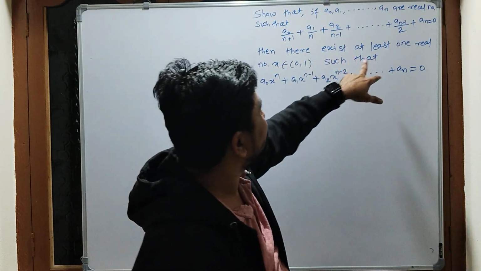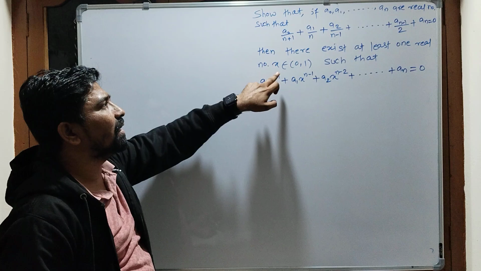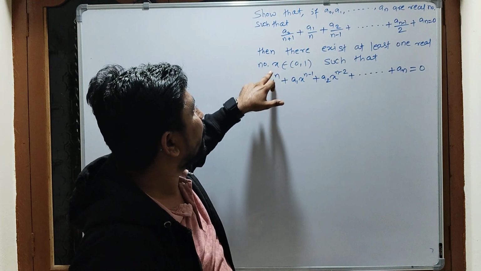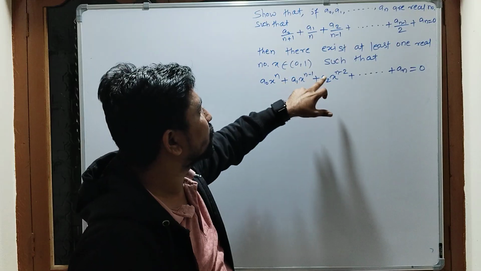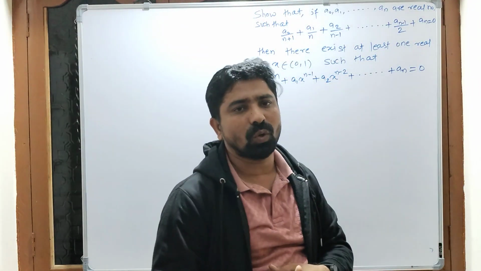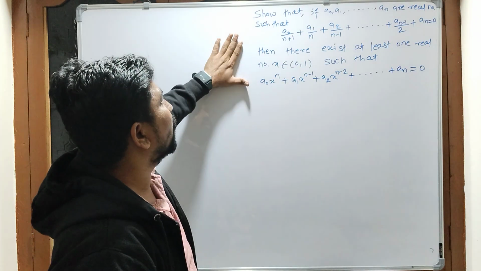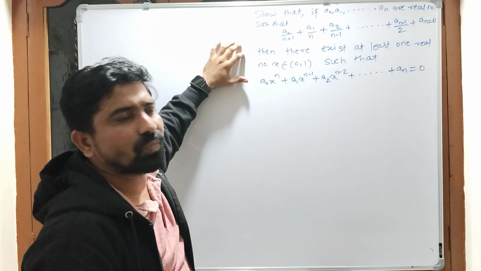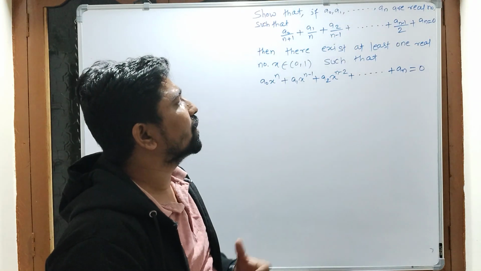Then there exists at least one real number x, which belongs to the open interval 0 to 1, satisfying this condition: a0 x power n plus a1 x power n minus 1 plus a2 x power n minus 2 plus dash up to an equal to 0. So here we have to prove this example with the help of Rolle's theorem. So here, how to use Rolle's theorem.